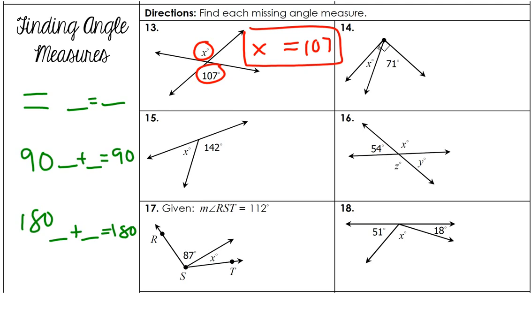Number 14, you see that box? You know what that means, right? That's a right angle. And a right angle with two separate angles included are complementary.